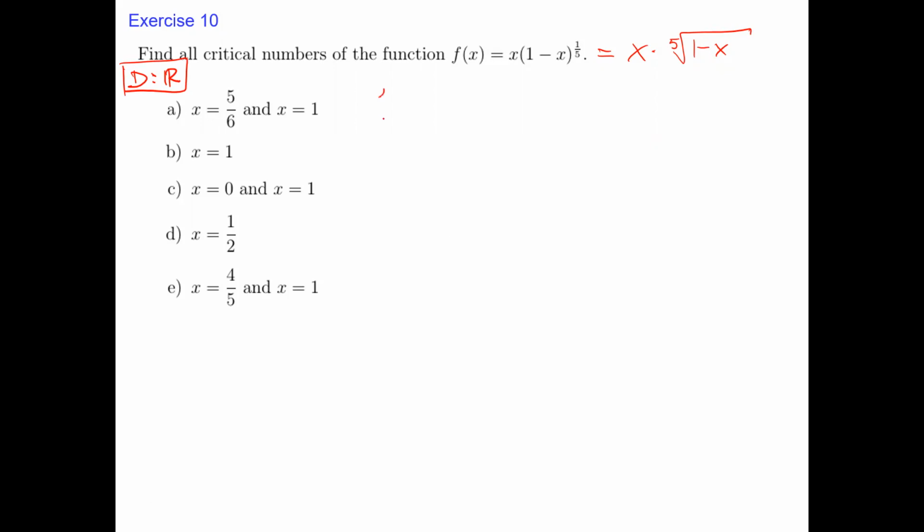Let's find the derivative. That's of course the point. That's always. Okay, x times, product rule. Derivative of x is 1 times the quantity 1 minus x to the power of 1/5, plus x times the derivative of 1 minus x to the positive 1/5: 1/5 times 1 minus x to the power of negative 4/5, and times negative 1, the derivative of the inner function.